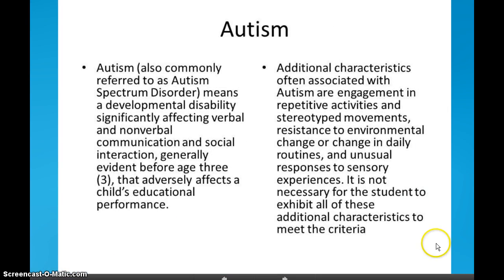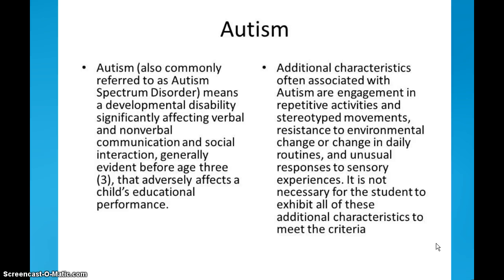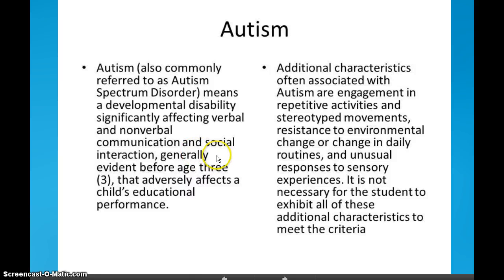So now we're going to look at autism. Now, Colton does not have autism, and autism is on a spectrum. And so what that means is that you have some kids who have milder versions of autism. You have kids who have more significant involvement with autism. Some kids with autism have very high IQs. Some have very low IQs. In general, when we talk about autism, what we're talking about is a developmental disability that significantly affects verbal and nonverbal communication and social interaction. To get a diagnosis, it has to be evident before age 3.